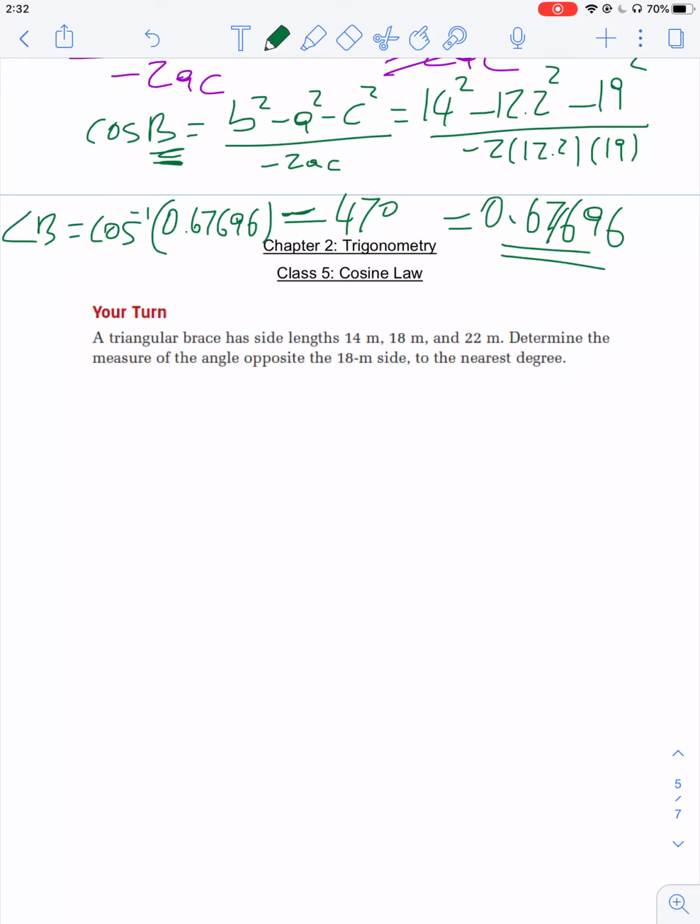So again, we have a triangle. I'm going to draw this like a right angle triangle. Suppose this is 18, this is 14, and this is 22. Determine the measure of the angle opposite to the side that is 18. So they're looking for this angle over here, okay?